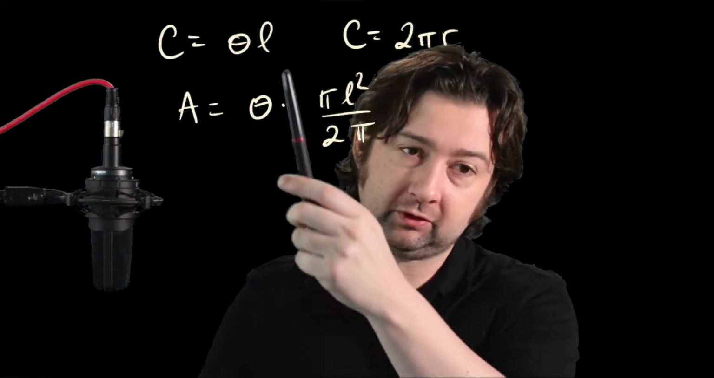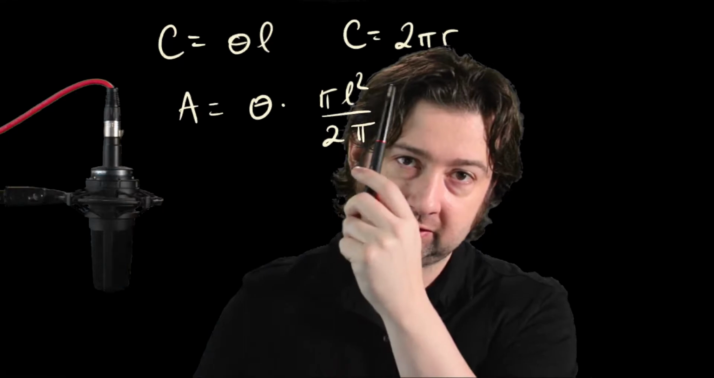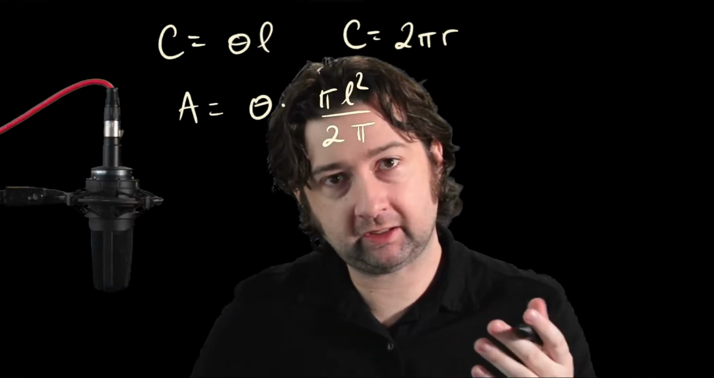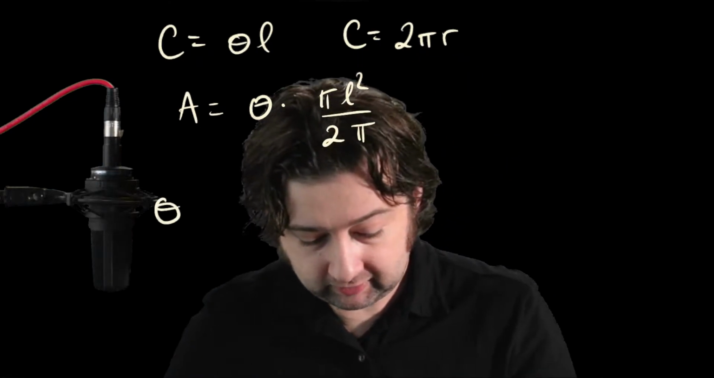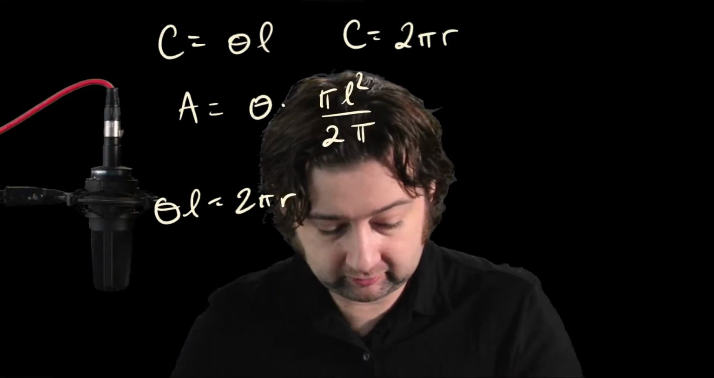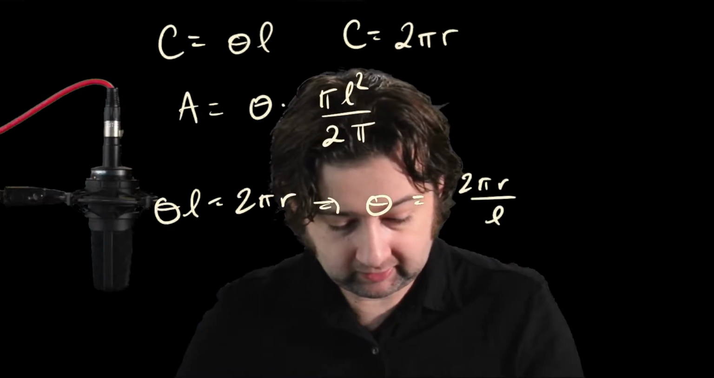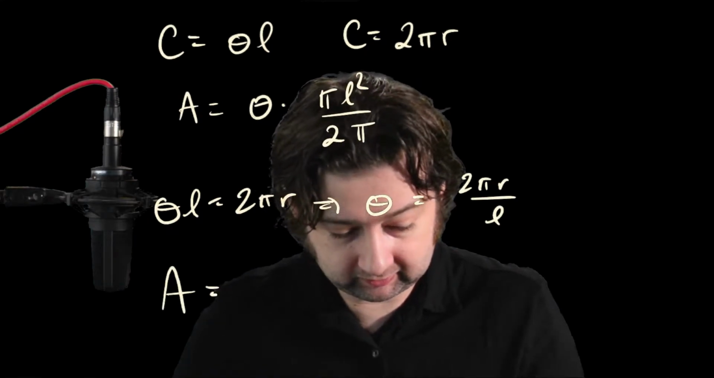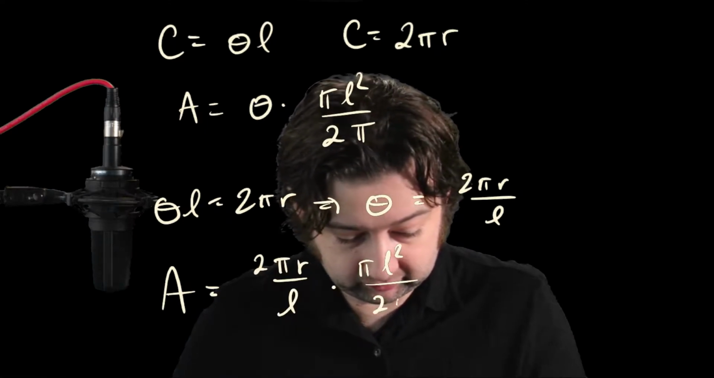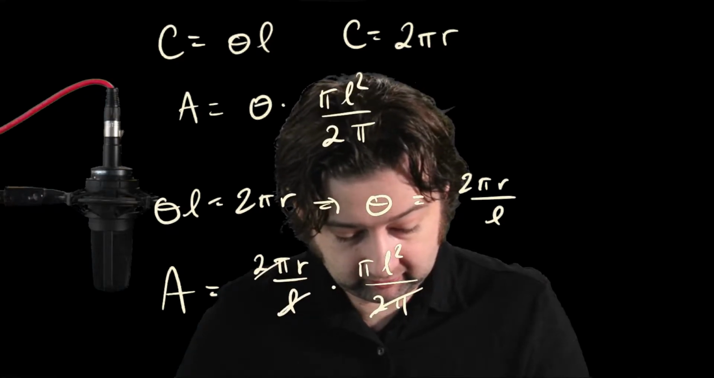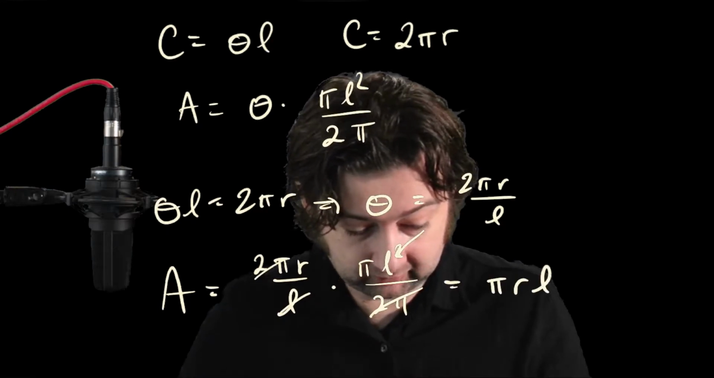So what we're going to try to do is combine this formula and this one in a way that will let us get the theta out of here. So I'm going to solve this for theta, which will give me an expression in r and L, and then I'm going to substitute in here, which should eliminate the thetas. If I set theta L equal to 2 pi r, then that gives me that theta is equal to 2 pi r over L. And that means that the area of the sector we were looking at is 2 pi r over L times pi L squared over 2 pi. The 2 pi's cancel, and at least one of the L's cancels, and the formula you end up with is pi r L.